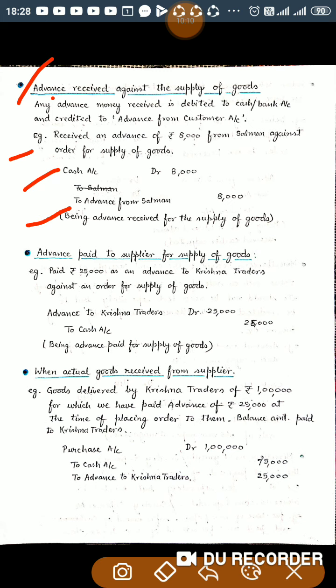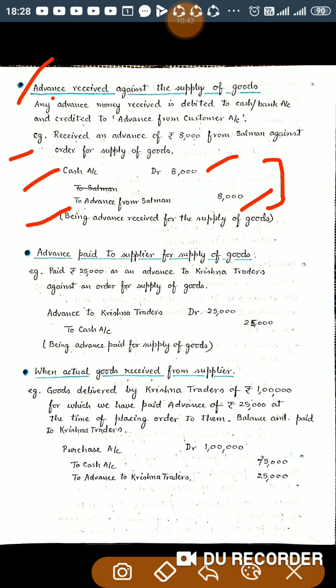Or in other words, if we are using the modern rule, cash is an asset of the business. Asset is increasing, so increase in asset should be debited. At the same time, whatever advance we are receiving from the customer is a liability for us, because in future we have to give services to them. So advance from Salman is a liability, and increase in liability should be credited. So cash account debited to advance from Salman, being advance received for supply of goods.